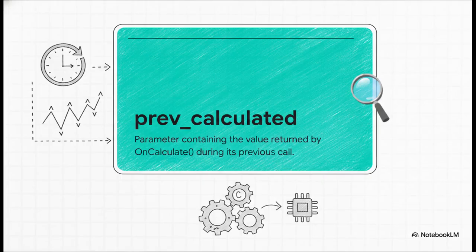But wait, there's a vital piece to this engine: optimization, specifically the prev_calculated parameter. Every time OnCalculate runs, this variable remembers what was returned during its last call. So, if you make sure to return rates_total at the end of your function, the next time a tick hits, prev_calculated tells you exactly how many bars are already done. You're basically preventing your CPU from recalculating the entire history of the market on every single tick. You only process the new stuff, which is absolutely crucial for preventing platform lag when the markets get crazy volatile.